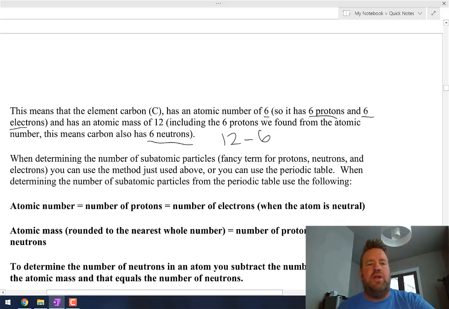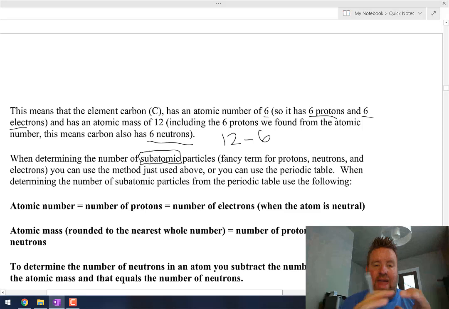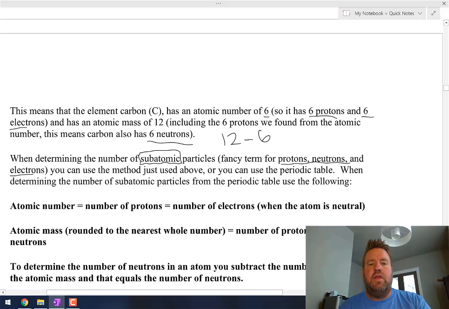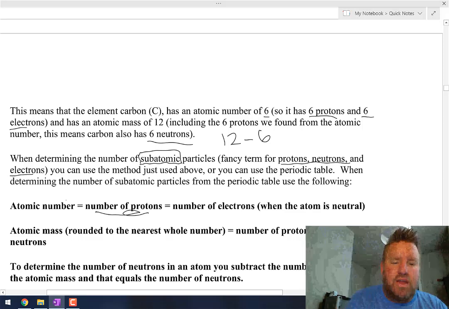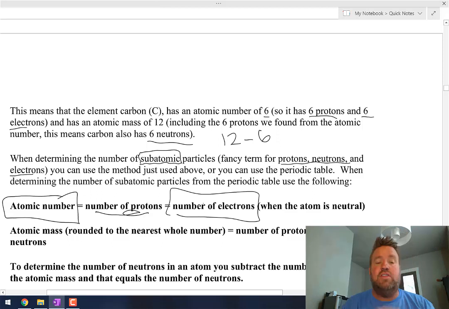So when you're determining the number of, here's a fancy word for you, subatomic. That means smaller than the atom. So the little particles in the atom, which is just a fancy term for protons, neutrons, and electrons, you can use that method. How do you know the number of protons? Again, the number of protons is always equal to the atomic number. And for right now, we haven't learned anything different, so it's also the number of electrons.